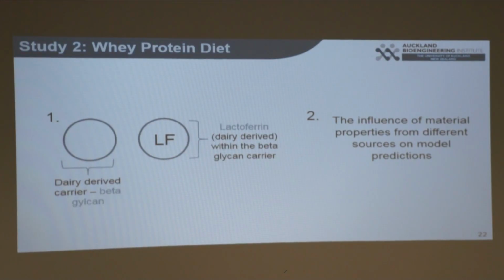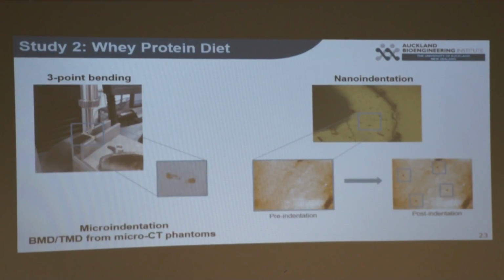And secondly, from that fluoride study, we only had an estimate of material properties, so we improved on it this time and looked at the influence of material properties from different sources on model predictions. So to do that, we teamed up with Chemicals and Materials Engineering and did a number of mechanical tests: 3-point bending, nano-indentation, micro-indentation. And this time, when I scanned the bones, we scanned micro-CT phantoms, and so from that we were able to get bone mineral density and tissue mineral density values.